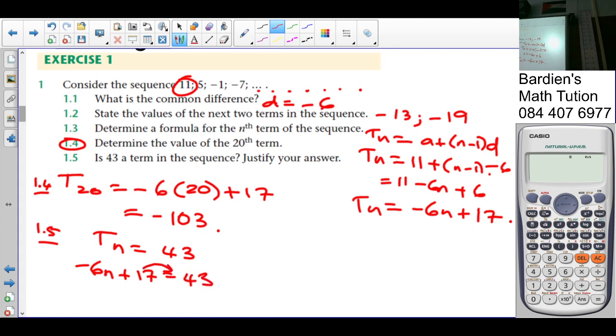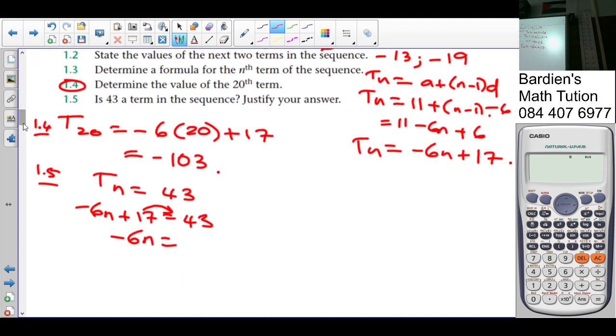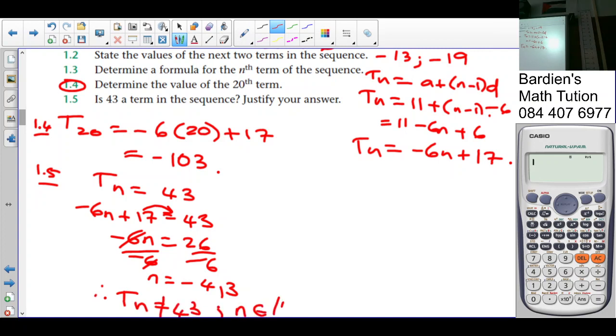So you take 17 over, it's negative 6n is equal to, what's 43 minus 17? 26. Divide by negative 6 both sides. So n is equal to negative 4.3. Can that be the case? No. So therefore Tn will never be equal to 43. Why? Because the n must be an element of natural numbers.